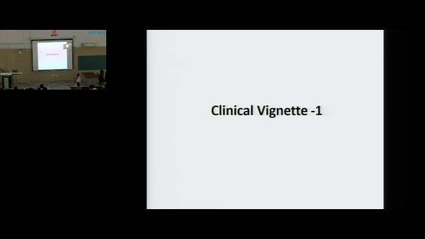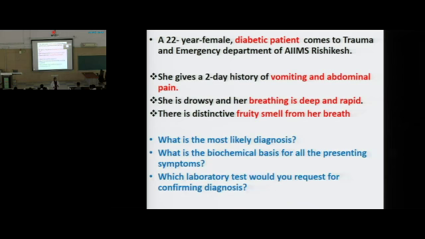So we will go through some clinical cases before we introduce today's topic. Let us take this clinical case. A 22-year-old female diabetic patient comes to the trauma and emergency department of AIIMS Rishikesh. She gives a 2-day history of vomiting and abdominal pain. She is drowsy and her breathing is deep and rapid. There is a distinctive fruity smell from her breath.